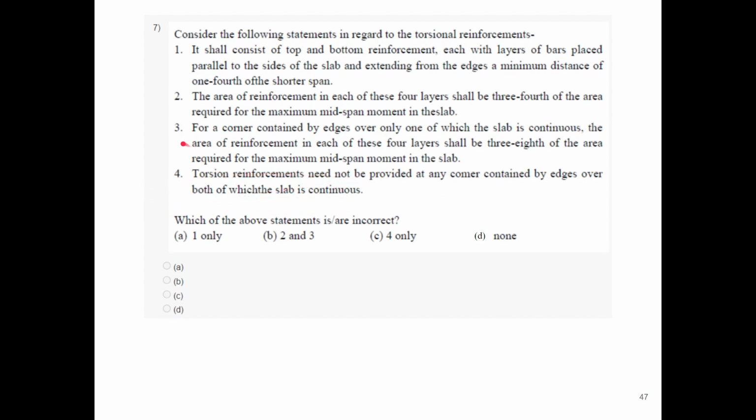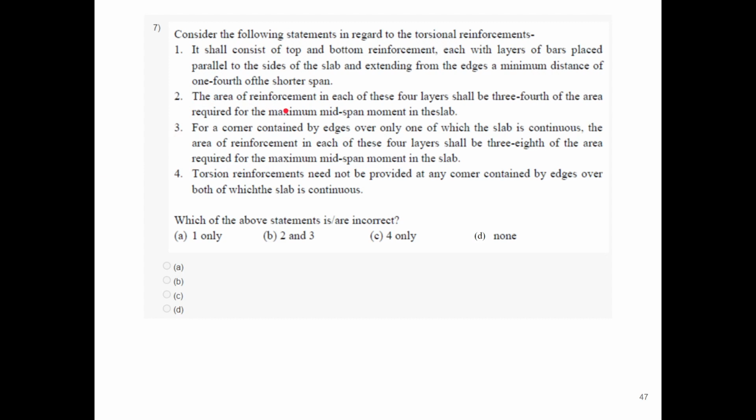For a corner contained by edges over only one of which the slab is continuous, the area of reinforcement in each of these four layers shall be 3/8 of the area required for the maximum midspan moment in the slab. So this is also correct. If one edge is continuous, we have to provide 3/8 of the area of reinforcement provided for the maximum midspan moment.